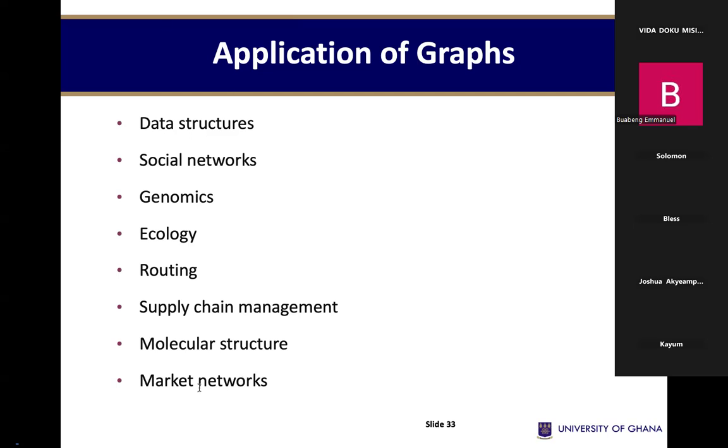Then we have what we call ecology. Ecology is whereby food webs and ecosystem interactions can be represented using graphs to study species interactions and environmental impacts. So we want to see how the food structure in terms of food webs works.